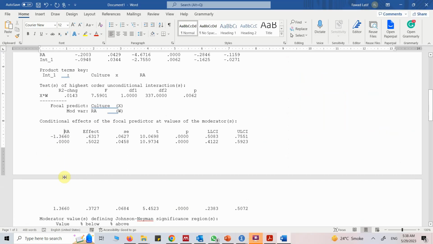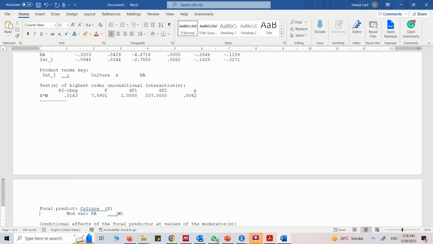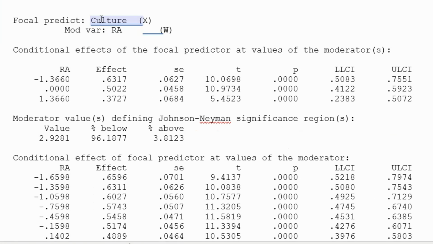Now, here is one more thing. Let's move this to a new page. So your predictor variable is culture, your moderating variable is RA. What are the conditional effects of the focal predictor, that is culture, on the outcome at different values of the moderator? So what if your role ambiguity is low? If your role ambiguity is low, the effect of culture on performance is this. And is it significant? Yes, it is significant.